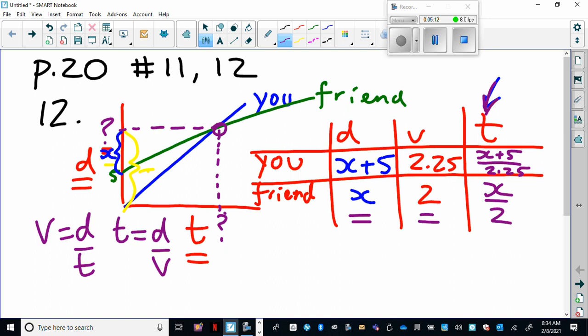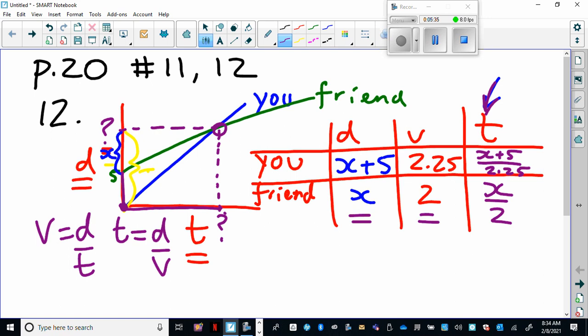And now you can go back to your graph here and say, well, what generalization can I make about the times that you and your friend have been traveling? Well, you both started at the same time. You both started at 0. So therefore, the amount of time that both of you have been traveling is equal. And that is the key to solving this problem.